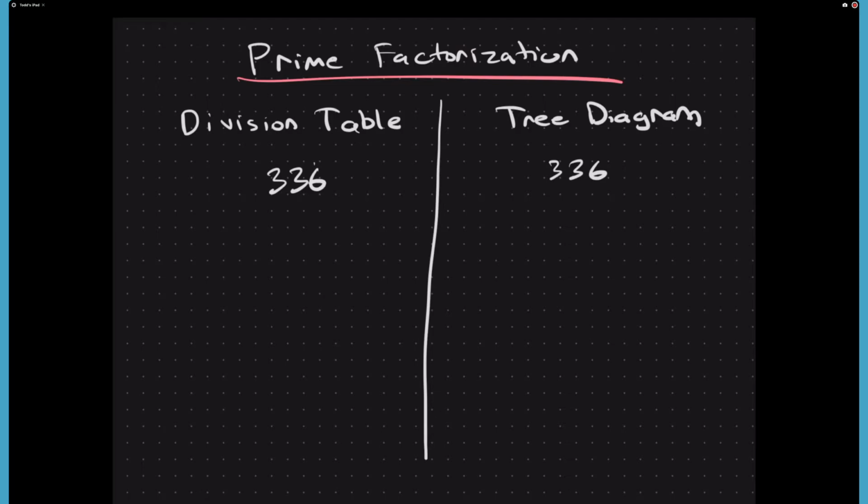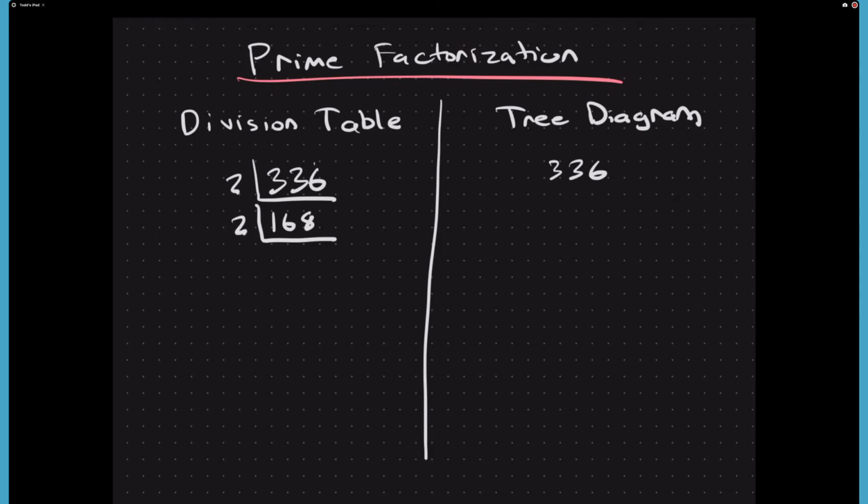Now, which method you choose is completely up to you, unless I guess the question states use a division table or a tree diagram explicitly. So let's take a look at a division table, and essentially we're going to take 336 and try to divide a prime number into that evenly. So we can see that 2 can go into an even number, such as 336, leaving us with 168.